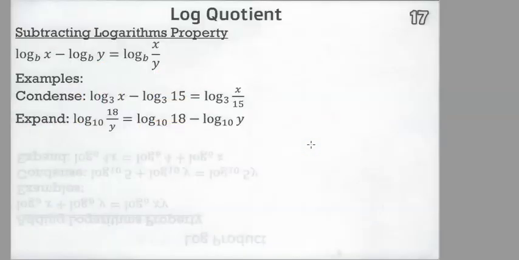The log quotient property is subtracting logarithms. So you have a number divided by another number, or variables, and then you would separate it into 2 separate logs with a negative sign in between. Because remember, divide by y is the same thing as y to the negative first power. Here are your examples.